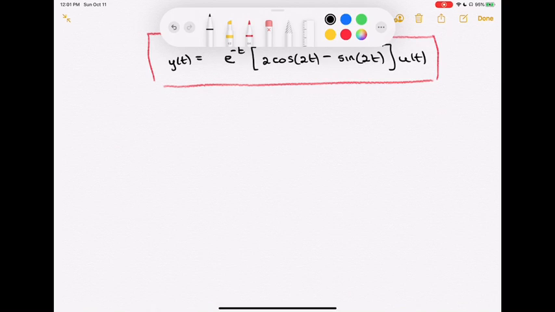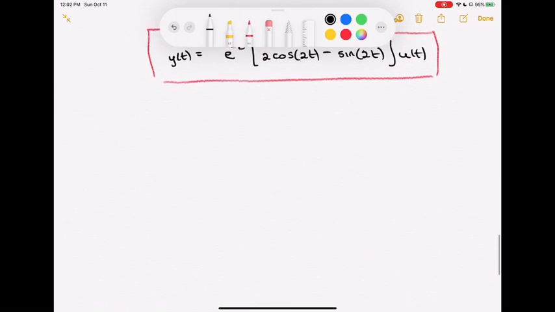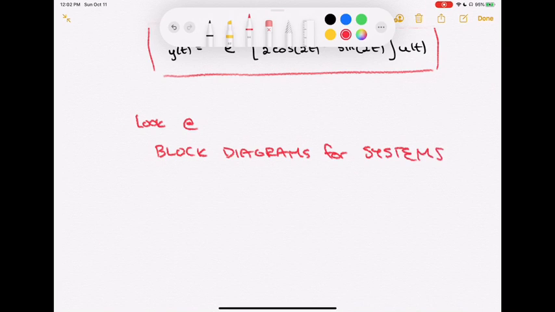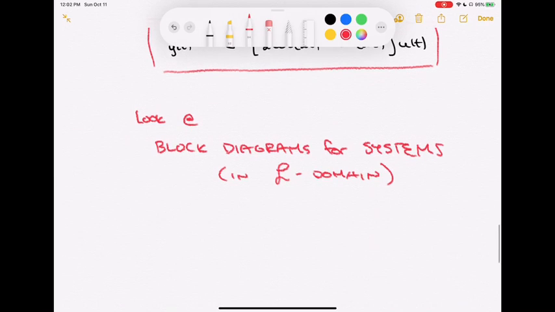We've looked at some of these block diagrams before using time domain expressions. I'm going to work with transform domain expressions, and we'll look at one we did not look at in the time domain, just because it would be so incredibly difficult to analyze with a time domain expression. So let's consider some basic block diagrams for systems, and these are going to be in the Laplace domain.